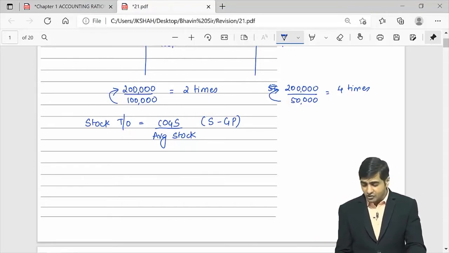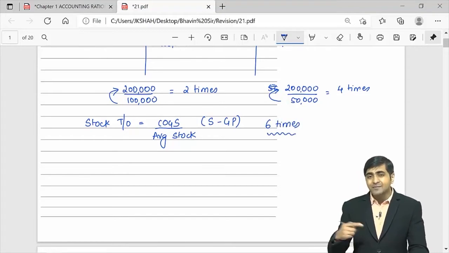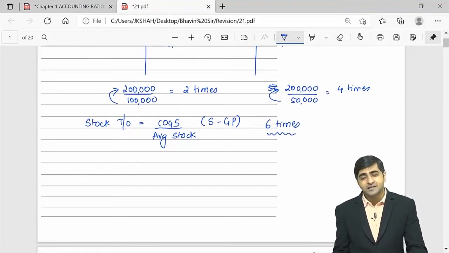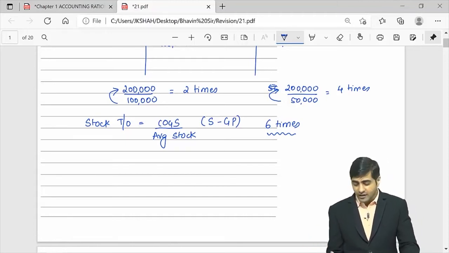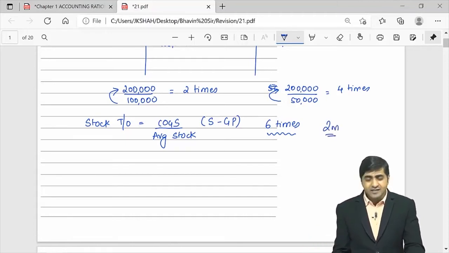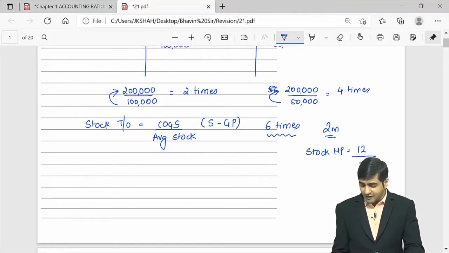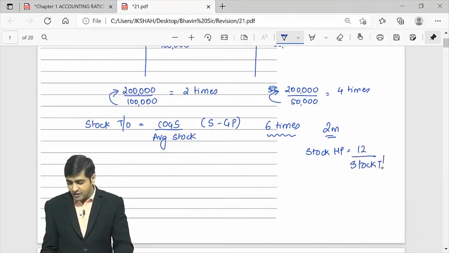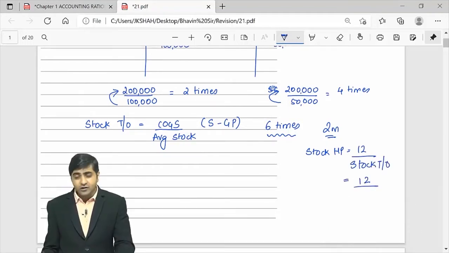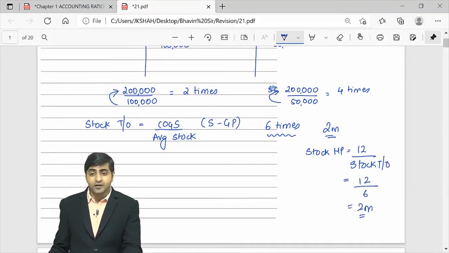Let's say for example your stock turnover ratio is 6 times. So 6 times in a year the stock is getting rotated in the business, and it also means that the holding period of the stock is nothing but 2 months. So guys, how will you calculate your stock holding period? It will be 12, 52 or 365, divided by your stock turnover ratio. So suppose your stock turnover ratio is 6 times, then can I say 2 months is your stock holding period? Come on, yes or no?